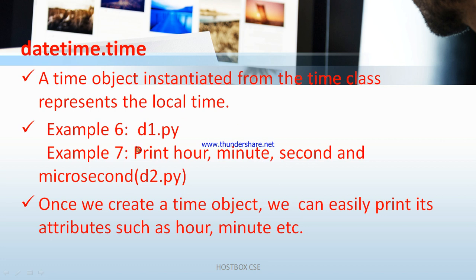These values will be based on Python; ideally something special about Python, so it will give some exact information as well as some variation of seconds. Once we create a time object, we can easily print its attributes such as hour, minute and so on. Why are these all supported? Because of the dir function, we know what information is behind this datetime module by default. So let's execute the d1 and d2 programs.